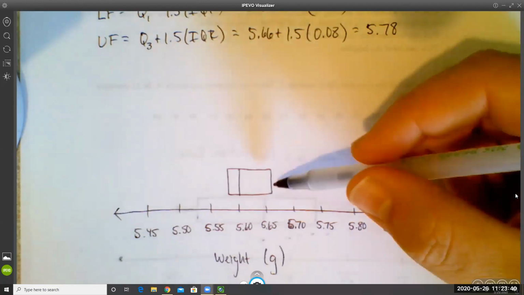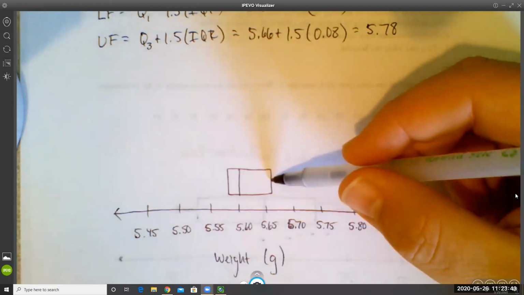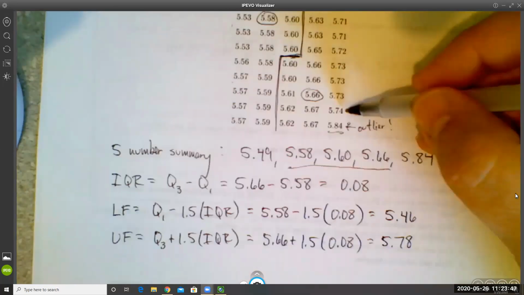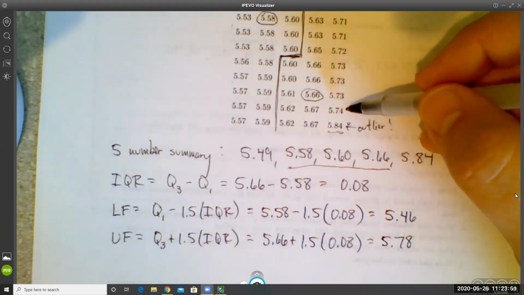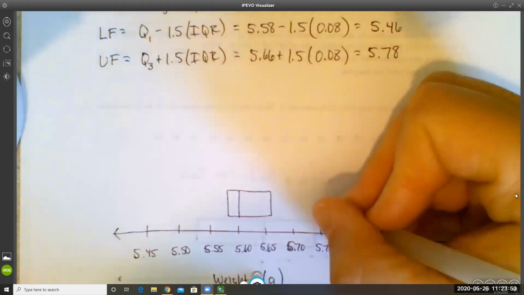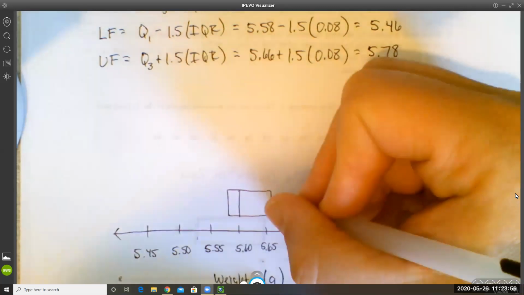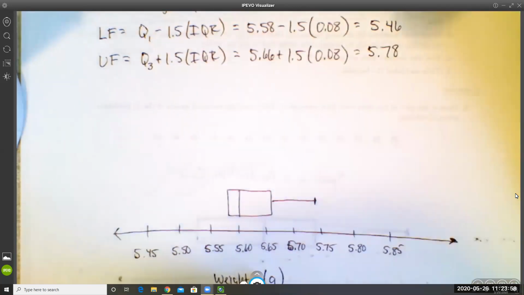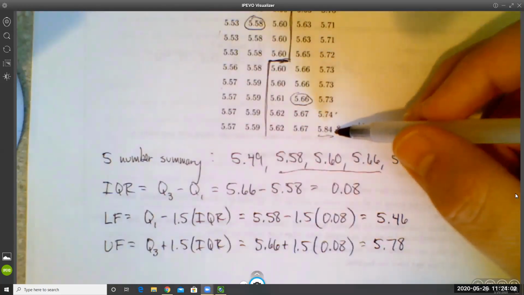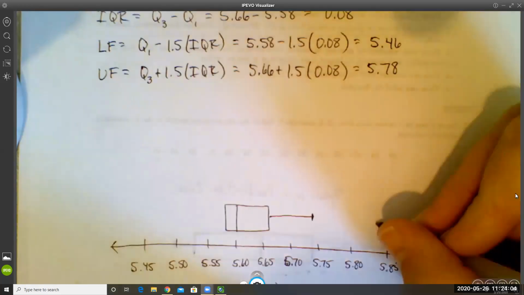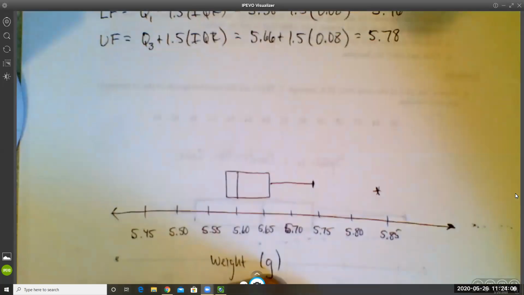So in this case, my right whisker is going to go from the third quartile all the way up to 5.74, because that's the largest value that is not an outlier. So 5.74 is right about there. That's where my right whisker would go. And as for 5.84 itself, that's an outlier. It gets marked with an asterisk out here, at 5.84.